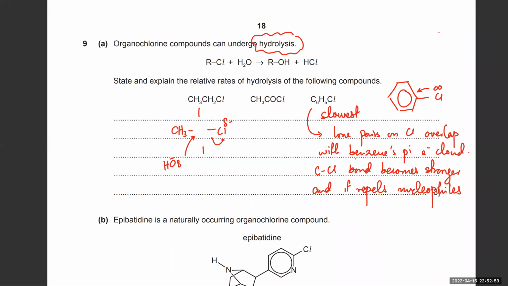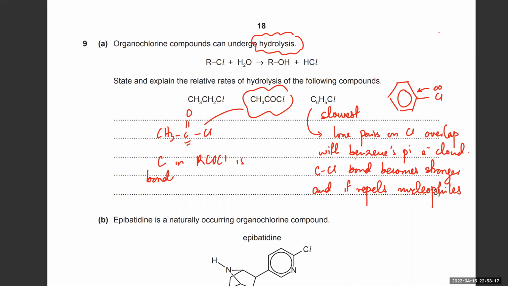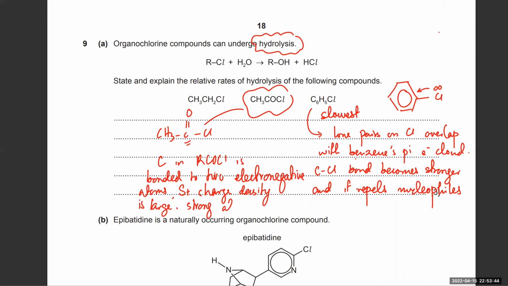You can talk about this other one. You can talk about acyl chloride. Why is this going to have a very vigorous reaction? Because the carbon has a very strong positive charge. So the carbon in this molecule, RCOCl, is bonded to two electronegative atoms. So positive charge density is large. And because of that, there is going to be a strong attraction for nucleophiles, or a strong attraction for lone pairs from water molecules.